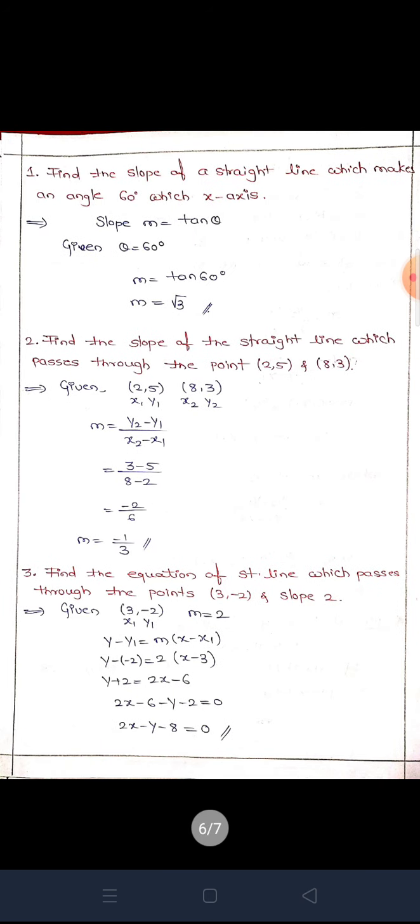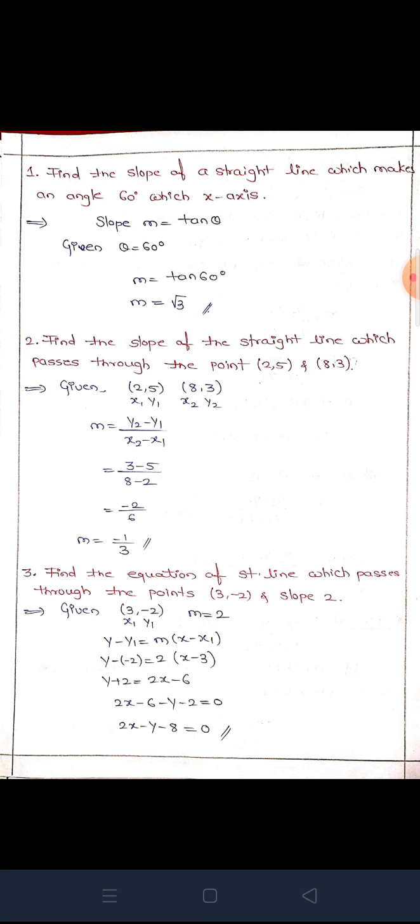Next, we will solve a few examples based on those formulas. So first one: find the slope of the straight line which makes an angle of 60 degrees with the x-axis. Now what you have to find? The slope of the line. What have they given? Theta is equal to 60 degrees.